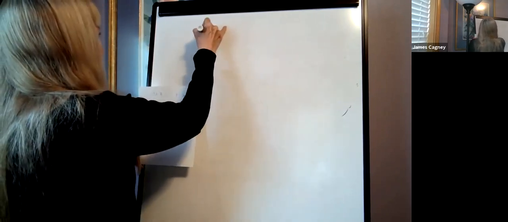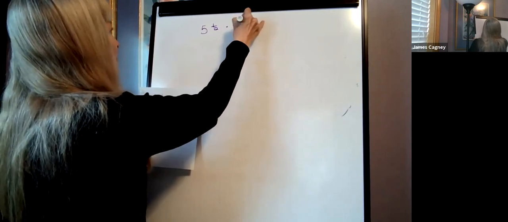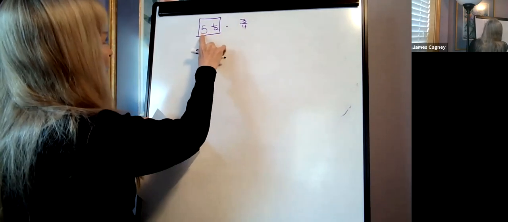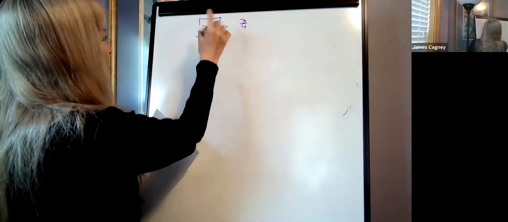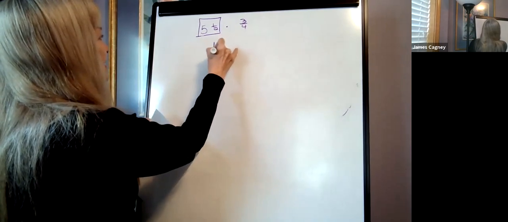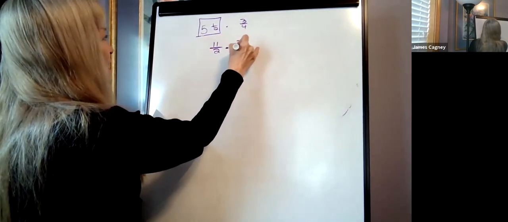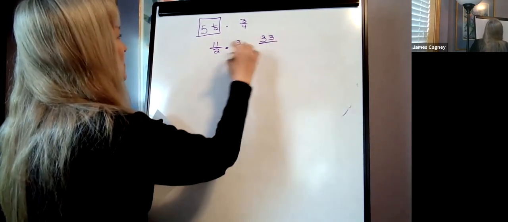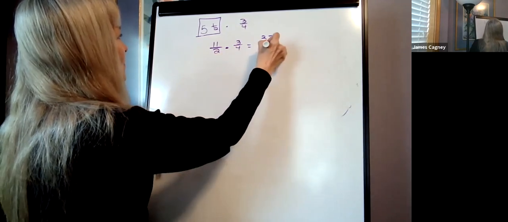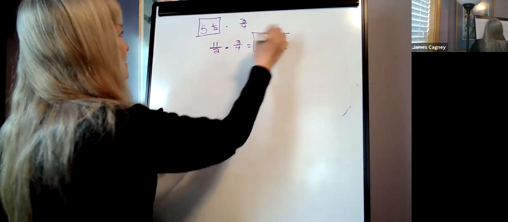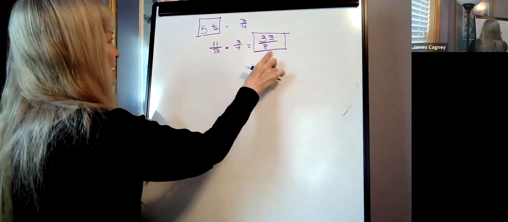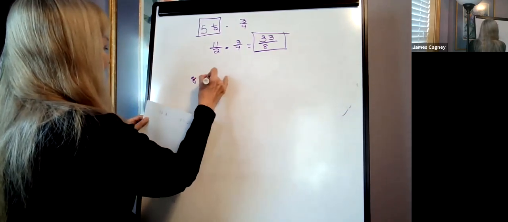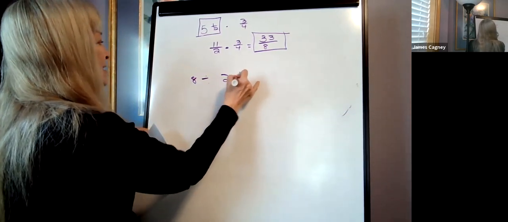Okay, so first one, 5 1/2 times 3/4. I need to change this mixed number into an improper fraction. 5 times 2 is 10. 10 plus 1 is 11. So I'm going to write this as 11/2 times 3/4. Now I can just multiply. I multiply across the top. 11 times 3 is 33. And across the bottom, 2 times 4 is 8. So this is my answer. 5 1/2 times 3/4 is 33/8.